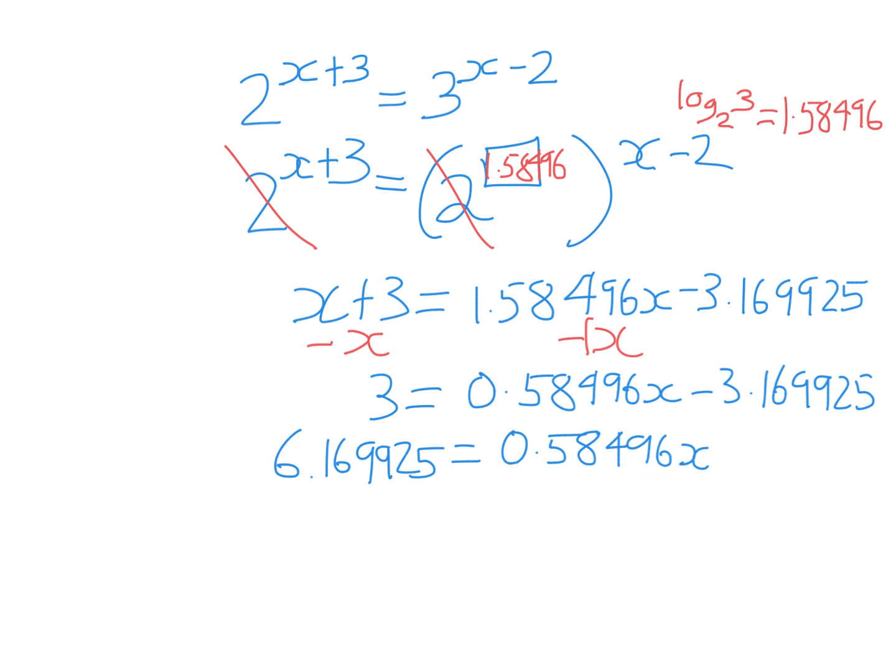So this is an easy equation to solve. 0.58496 is not a nice number, but it's a number nonetheless. The way we undo timesing x by a number is to divide by that number. And so putting that on our calculator, we get x is about 10.55 and we're done.